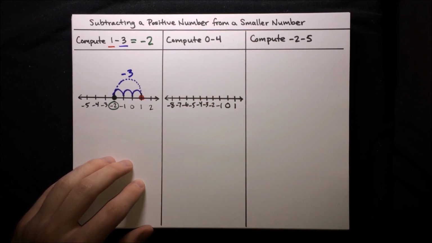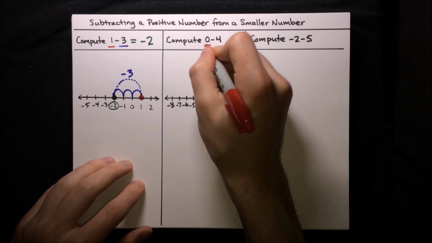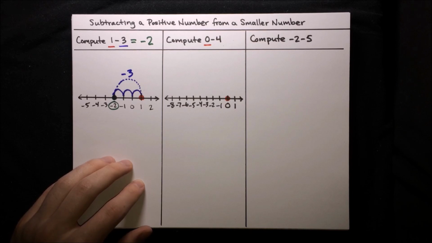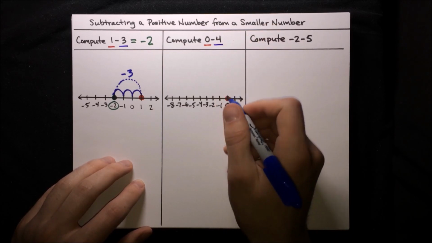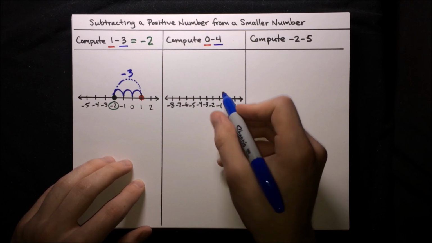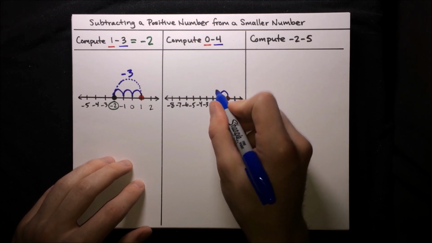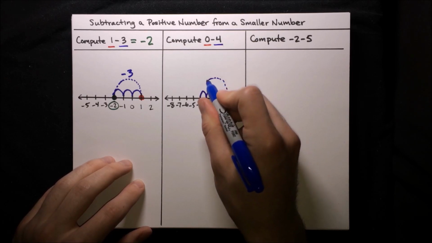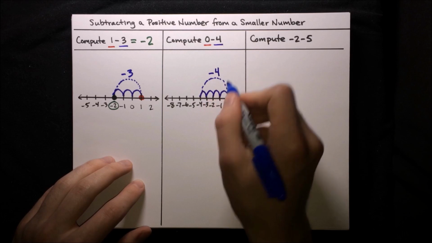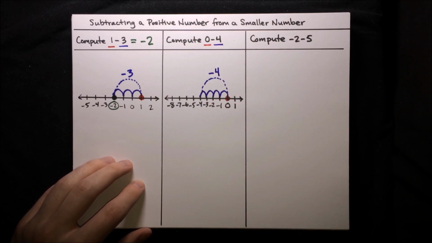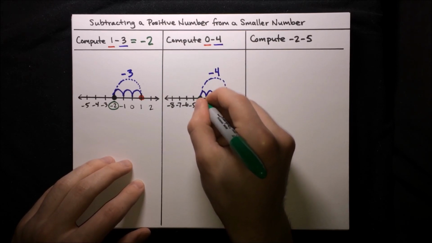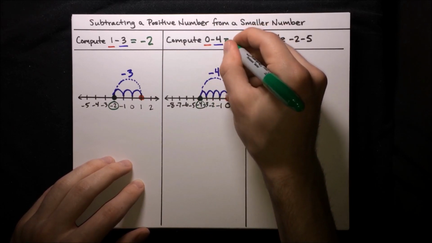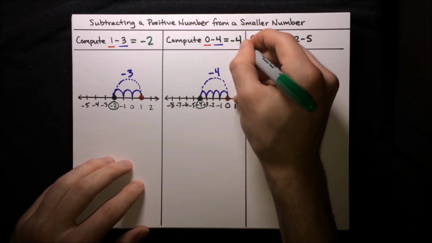And we need to see where are we starting. Well, we're starting right here at 0. That's where we're starting. And then we're subtracting 4. So 0 minus 4. So we want to make 4 unit jumps in the negative direction. So 1, 2, 3, 4. That way all of these jumps together make a single jump of minus 4, 4 in the negative direction. And then where did we land? Well, we landed right over here. And what number is there? Well, it's negative 4. So therefore, 0 minus 4 is negative 4.